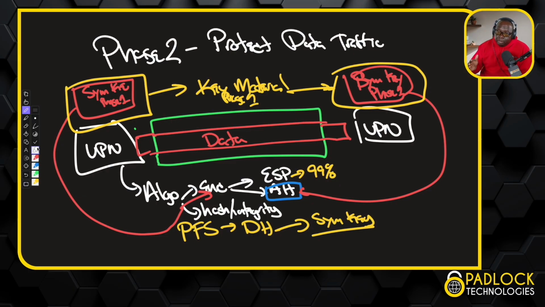In main mode, 6 messages go out. 4 of them are going to be plain text, 2 are going to be encrypted. And that's when you know you're up and running. Aggressive mode is 4, basically a lot faster to get to encryption. In IKEv2, you have an init and an auth stage, right? So init happens and then auth and you're up and running.